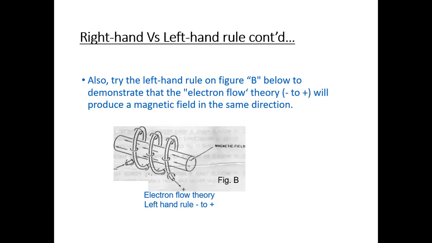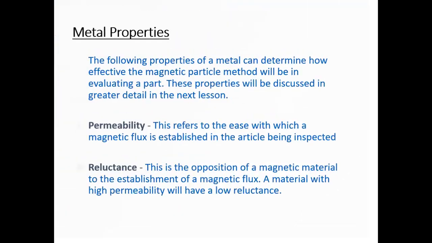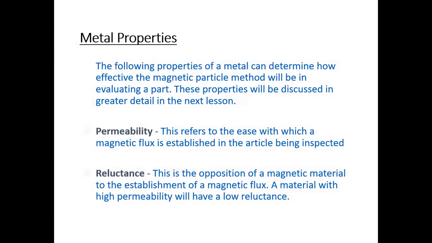But here the thing is that the direction of current or electron flow determines the field. Generally, it is perpendicular to current flow or perpendicular to electron flow. So the magnetic field is always perpendicular to electron flow or current flow. Metal properties we are going to discuss here, and some we discussed previously.